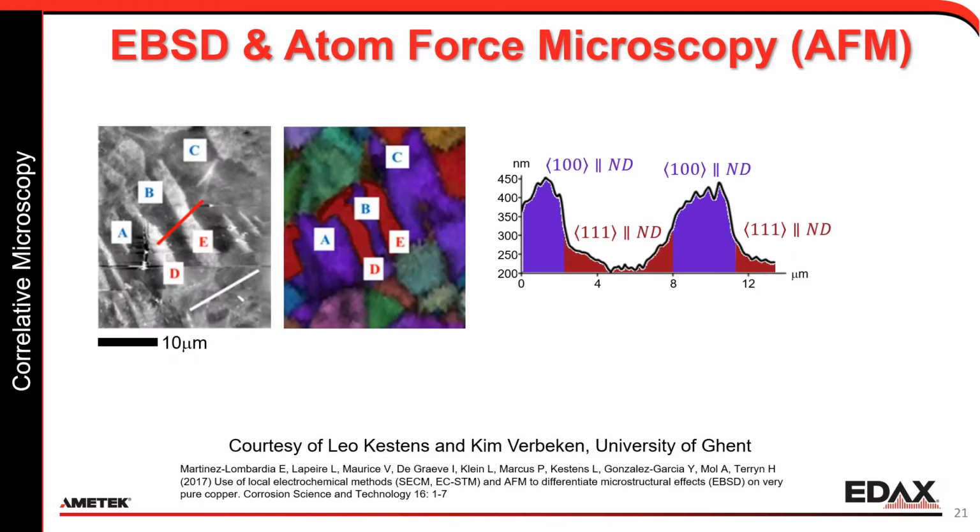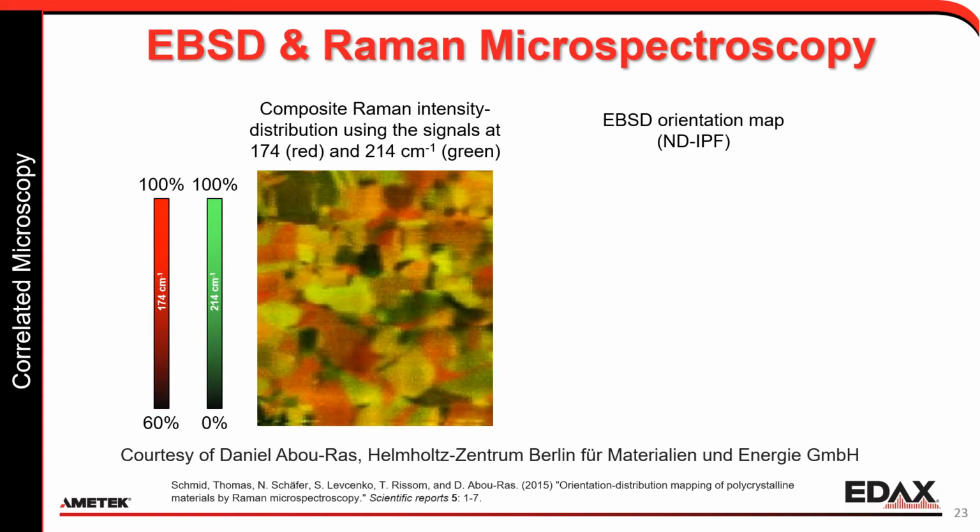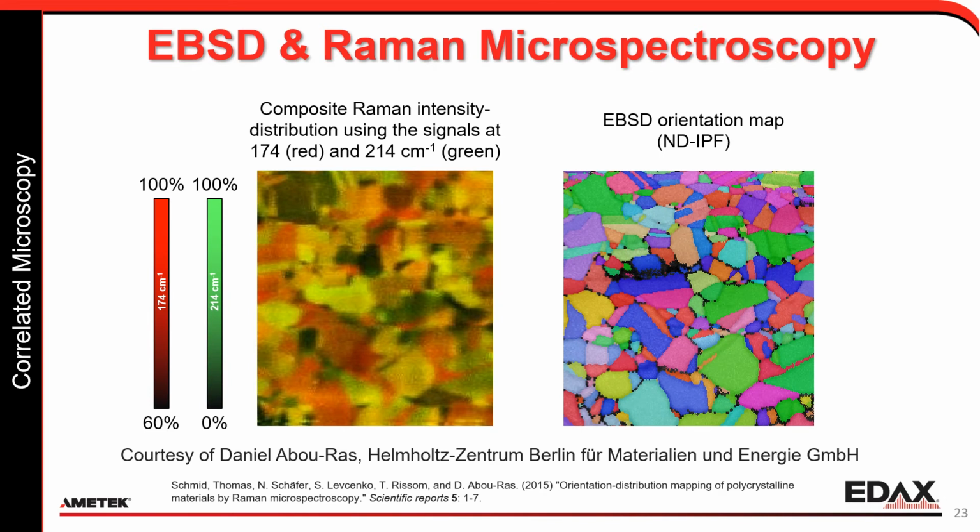Here's an example of AFM correlated with EBSD, and this allows us to correlate the crystallographic orientation with the surface topology. Another example is the use of EBIC and cathodoluminescence with EBSD, in this case to explore the impact of grain boundaries on the photovoltaic behavior in this material. Similarly, we can correlate micro-Raman results with EBSD to understand other parts of our microstructure.